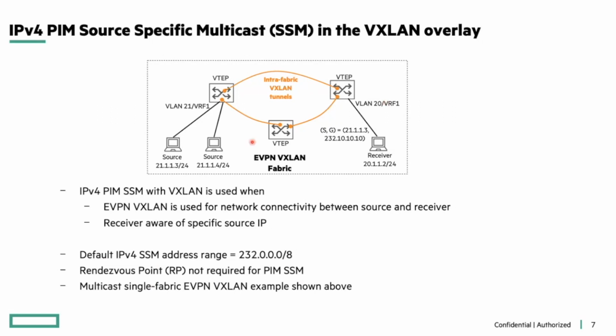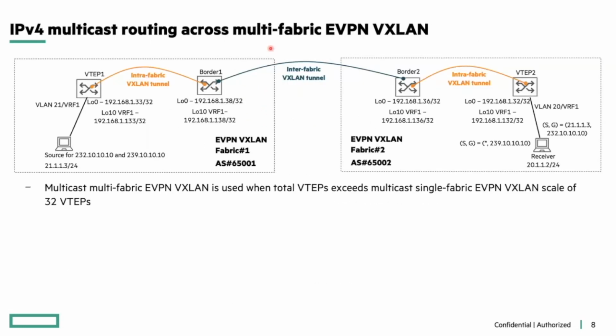In this example, I show you single fabric EVPN VXLAN multicast. Let's move on to multi-fabric. Here you can see I have two fabrics: fabric 1 on the left, with an AS number, and fabric 2 on the right, with a different AS number. Within the fabric, I have the orange intra-fabric VXLAN tunnels. Between the fabrics, I have the blue inter-fabric VXLAN tunnel.